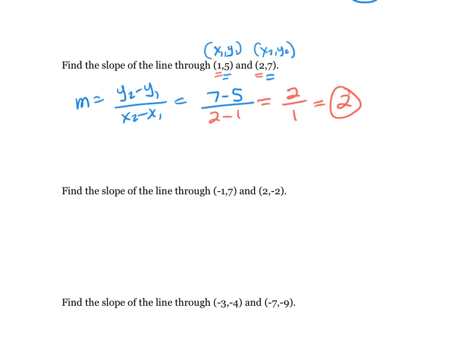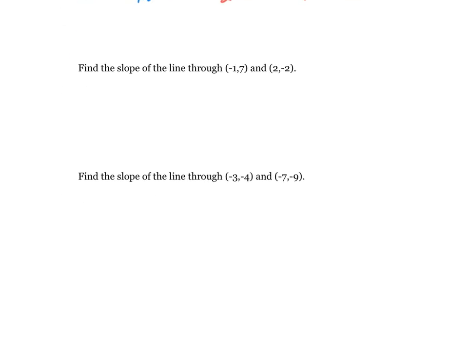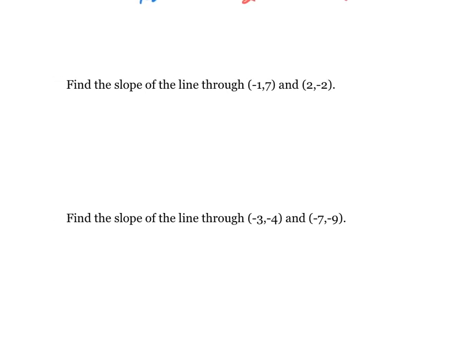Okay, so keep in mind as we continue, we're trying to find the slope, and the way we find it is to try to find the change in y and divide it by the change in x. And we find the change by subtracting the y values and subtracting the x values. Okay, so example number 3. Find the slope of the line between (-1, 7) and (2, -2).